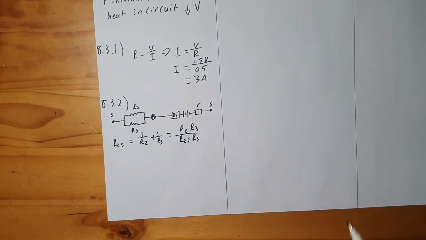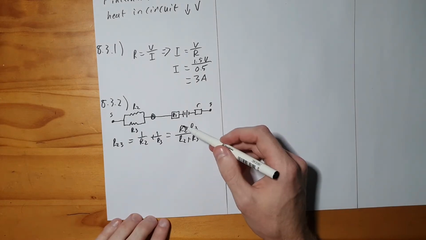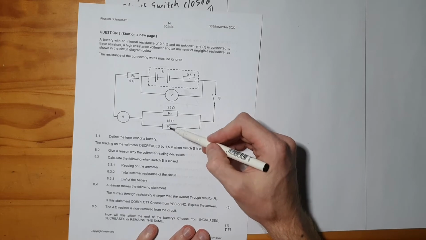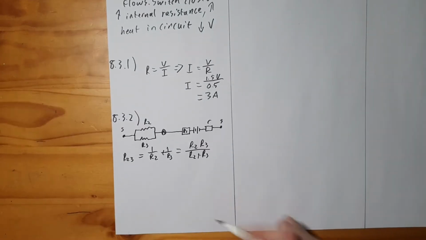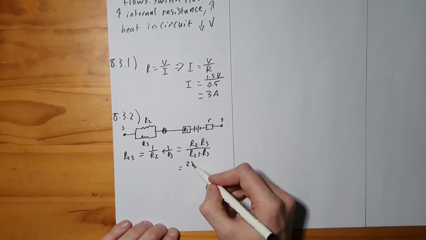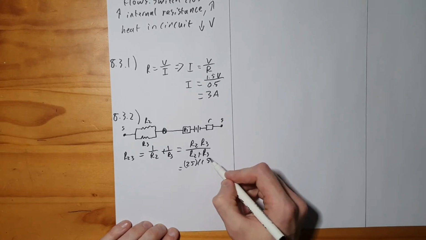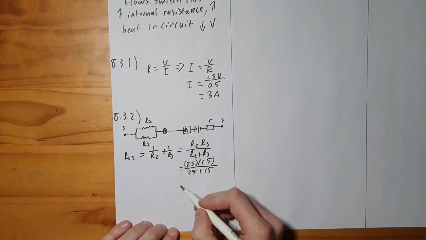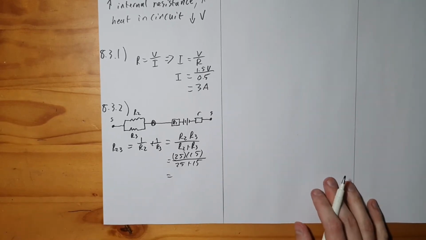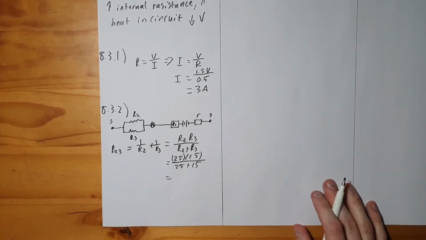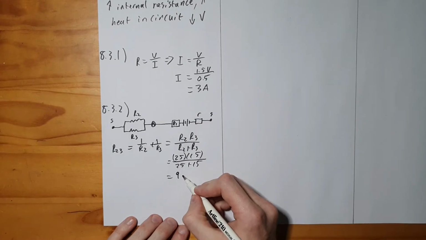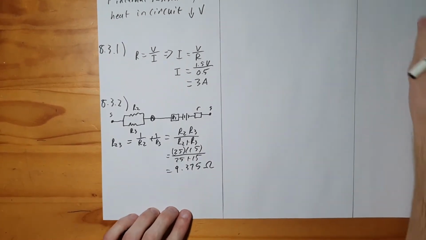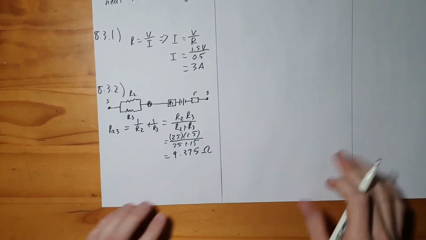Okay, now that we have that, we can plug in our values over here. So we know that for R2 it's 25, R3 is 15. So substituting that in there, it's going to be 25 times 15, all divided by 25 plus 15. And that is then going to give us a resistance of 9.375 ohms. Okay, but now remember they wanted the total resistance.